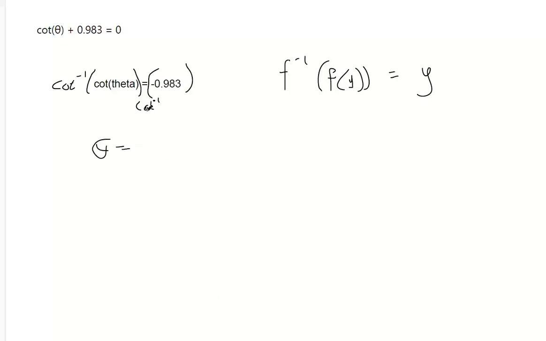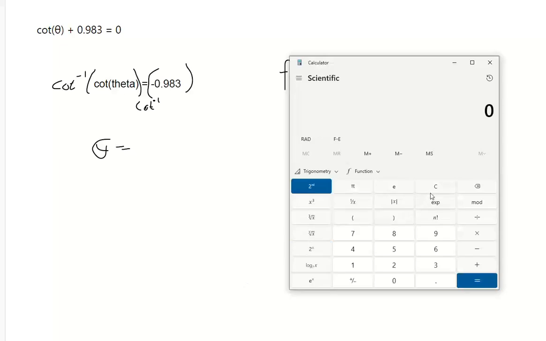So we need the inverse cotangent of negative 0.983 in our calculator. So 0.983 negative, and then in the Windows calculator, if you hit trigonometry, to get inverse, you just hit this second key, and there's inverse cotangent. And that's negative 0.7939.